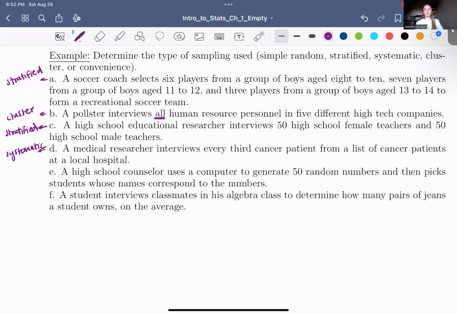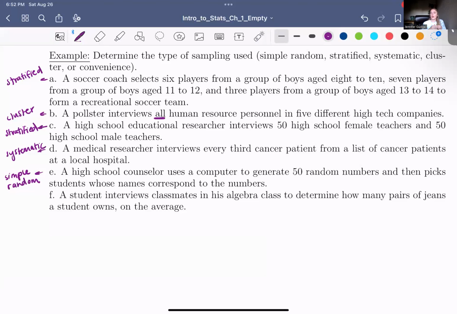A high school counselor uses a computer to generate 50 random numbers and then picks students whose names correspond with those numbers. So the random number generator gives it very randomly. We pull the names associated with each of those numbers. This is a simple random sample, all right? Probably the easiest way for us to actually do a simple random sample, especially if we have some kind of list that is ordered. Computer random generators will do that randomly for us.